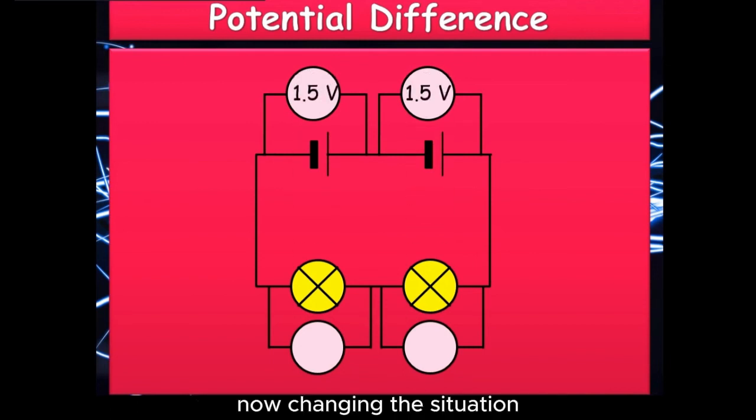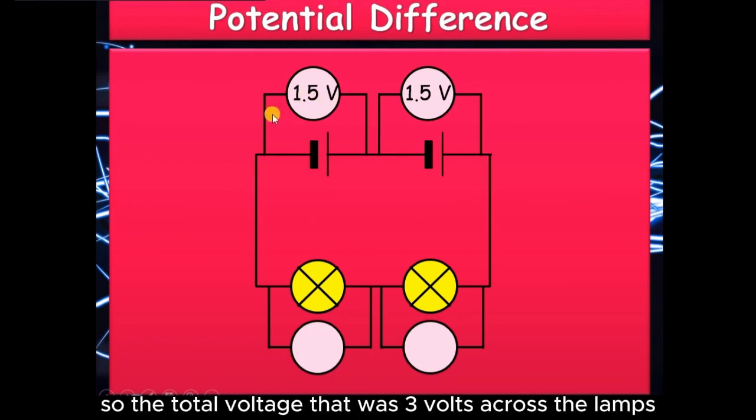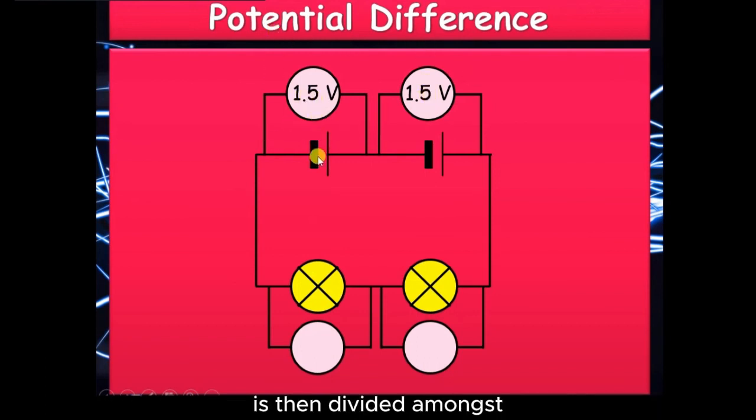Now, changing the situation, we have two cells that are connected in series, and they both have 1.5 volts each. So the total voltage across the cells is now 3 volts. And then we have two lamps in series. So the total voltage of 3 volts across the lamps is divided amongst these two lamps equally, and hence both these lamps would have 1.5 volts each.